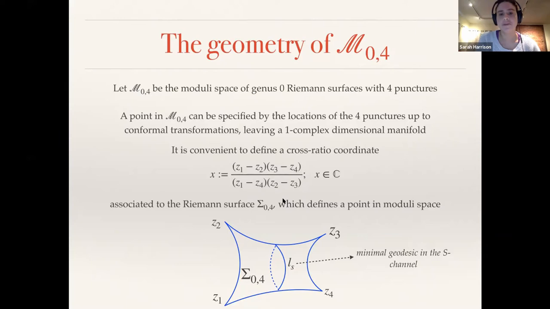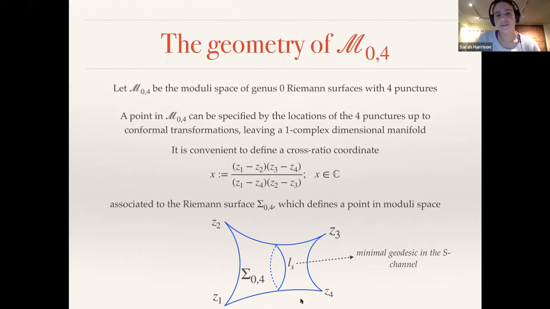So here I have a picture of a typical Riemann surface, sigma 04, in the moduli space, with the locations of these four punctures. Here I also have drawn on the picture this circle, which is a geodesic on this Riemann surface, with some length which I'm labeling L sub S. This is a minimal geodesic in the S channel of the Liouville theory on this Riemann surface.